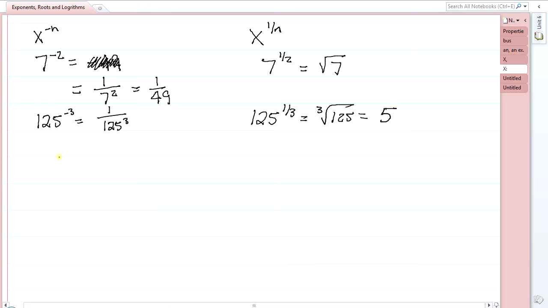Now what gets very interesting is when you decide to merge both these rules together and, for example, say 125 is raised to the negative 1/3. Well, my suggestion is always deal with the negative exponents first. Therefore, I will first write 1 over 125 raised to the 3rd. Then I will realize that is 1 over the cube root of 125, which means my final answer is actually 1 over 5.